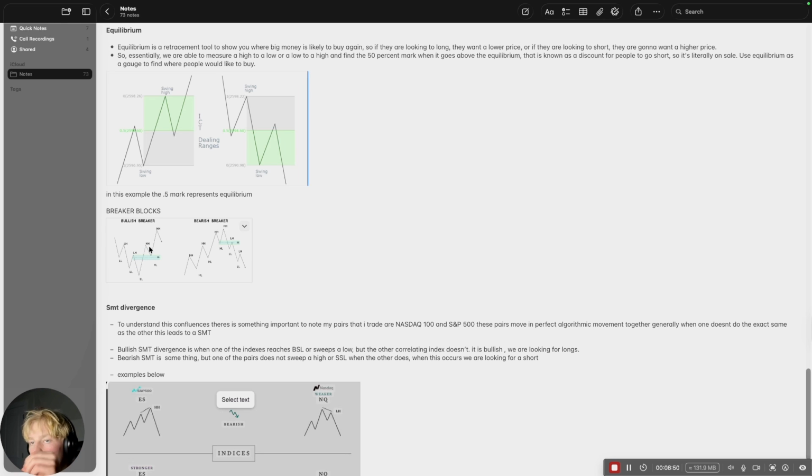It's absolutely vital that we break structure with this model. If not, then the breaker block is now invalid and it's not going to hold as strong. Okay?